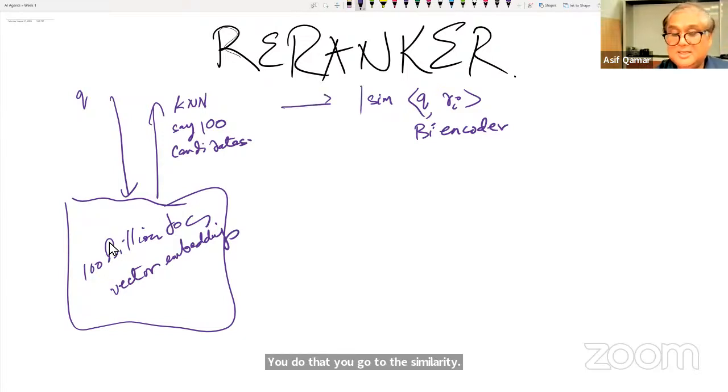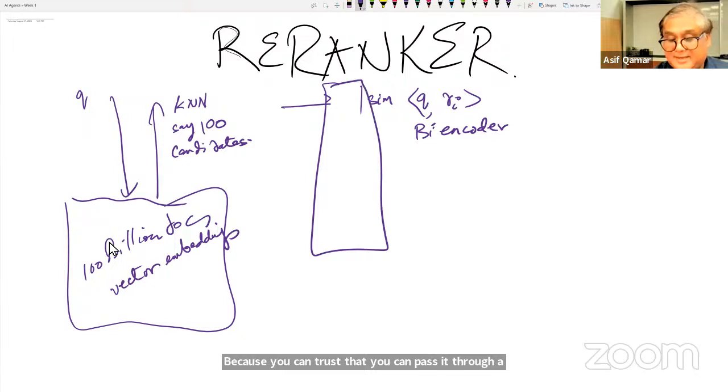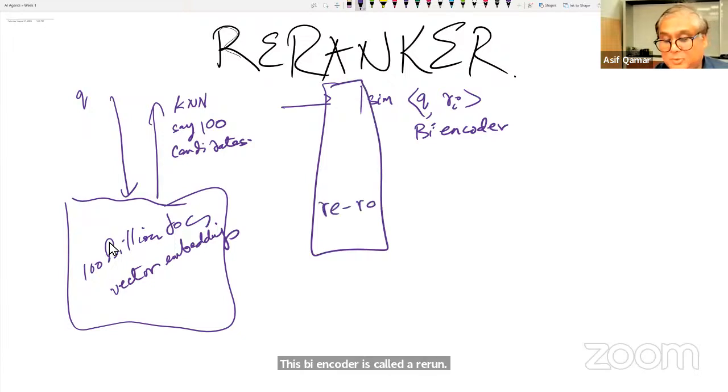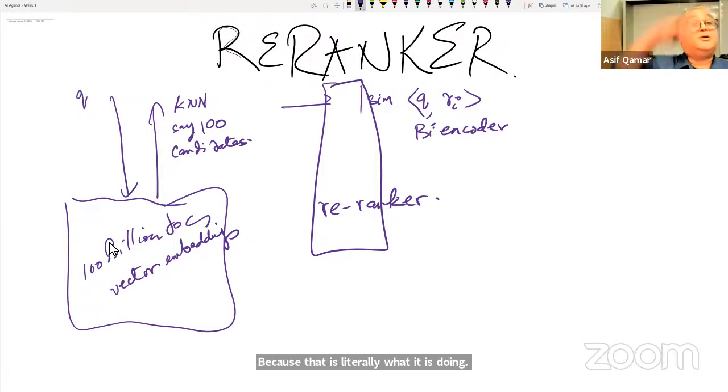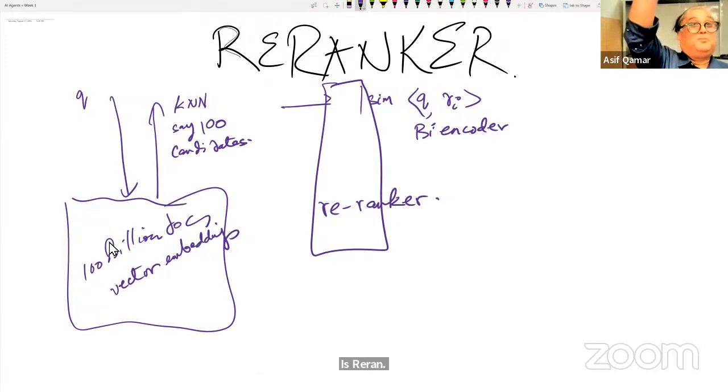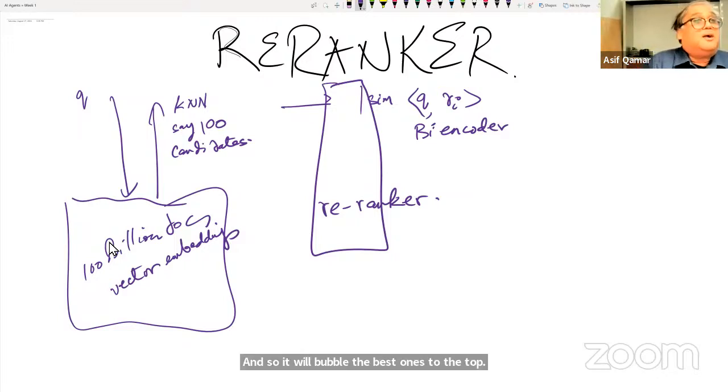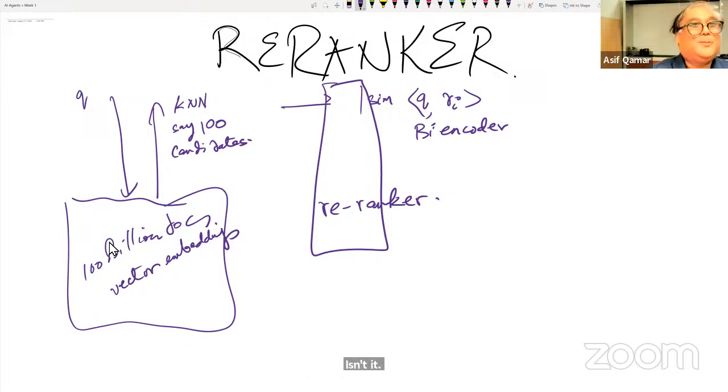a cross-encoder. This cross-encoder is called a re-ranker, because that's literally what it is doing. It's re-ranking, isn't it? And so it will bubble the best ones to the top. Is it expensive? Hey, if I'm just doing 100 comparisons as opposed to 100 billion comparisons, I have an order of billion compute efficiency, isn't it? And so you just had your cake and ate it too, right?